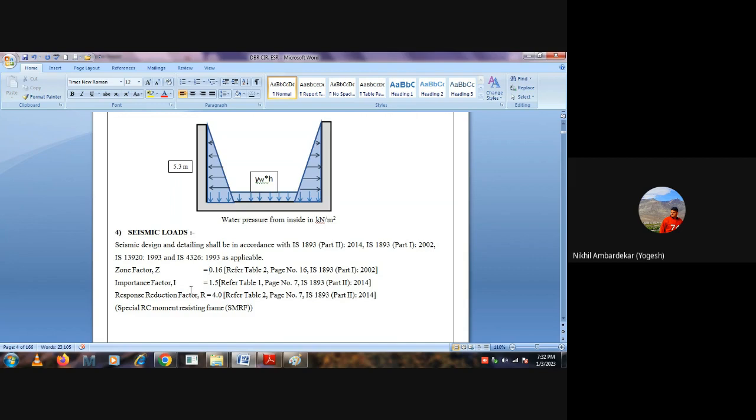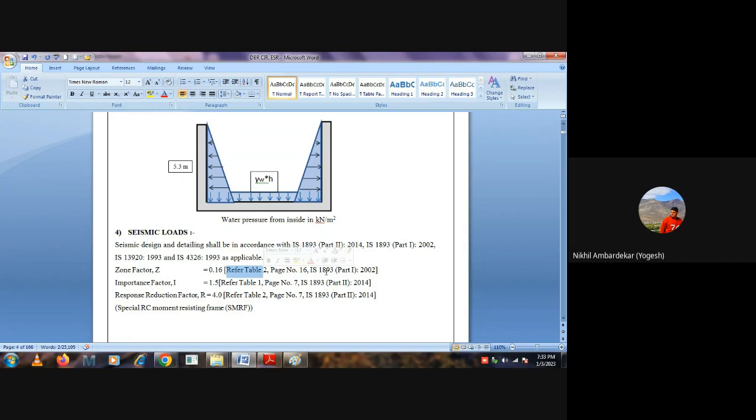Correct, absolutely correct. So IS code gives one map, and the total Indian territory is divided into 4 zones. And for each zone we have a specific zone factor. So for Pune, based on that map, IS code provides a value of 0.16. So how can I get that from the table? So yes, I have given this reference. Refer to Table number 2, page number 16 of the IS code.